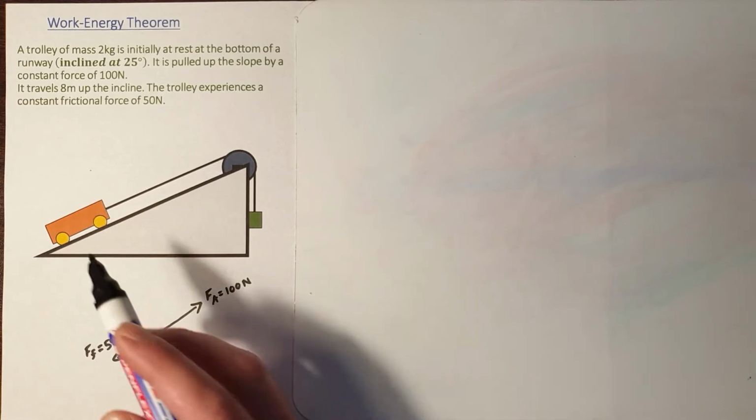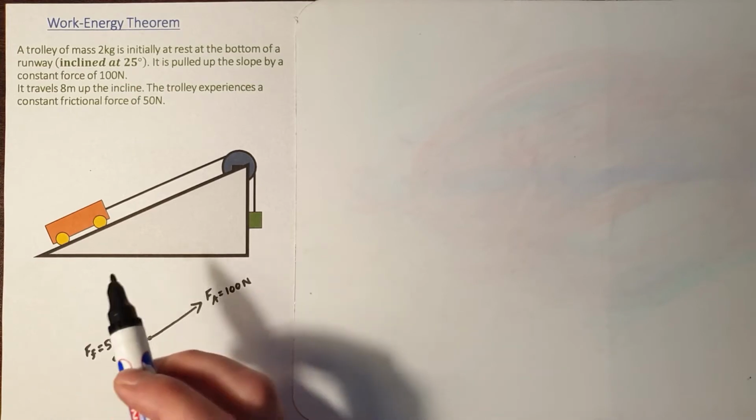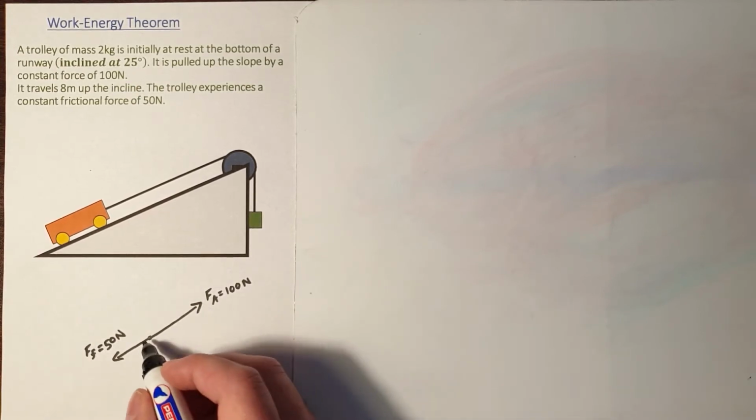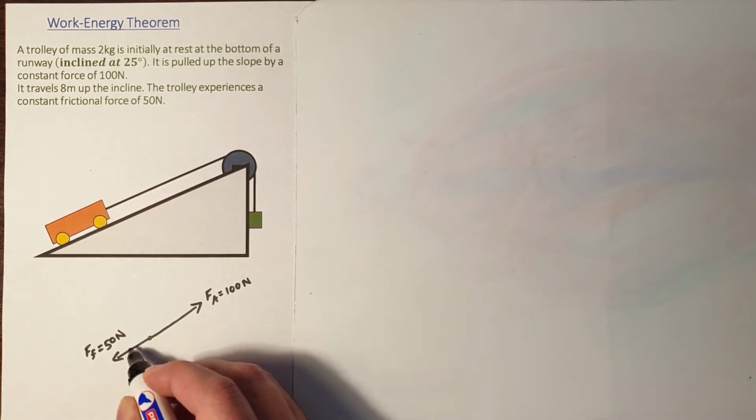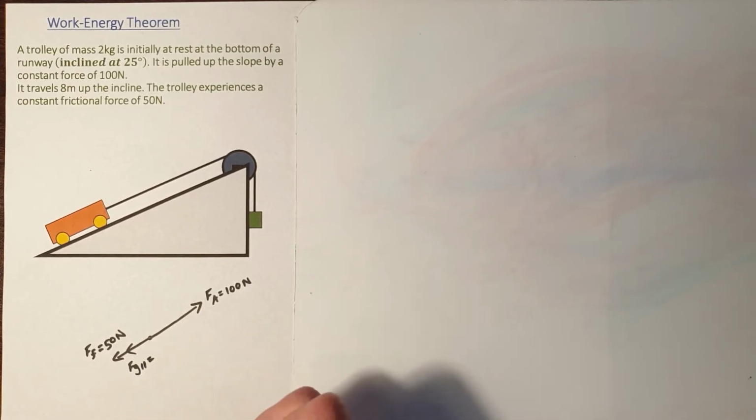We also know that it has a mass of 2 kilograms. That means it'll have a force parallel to the slope acting downwards. So we can add that here. And that's going to be our FG parallel, and we will calculate that soon. Okay, so those are the main forces that act on it while it's moving up the slope.